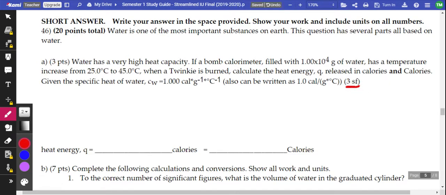Okay, so let's outline the data we need from this. We've got our grams of water, we've got our specific heat capacity right there, and we've got our temperature increase. We want to figure out the heat energy Q. So our equation looks something like this: Q equals M, for the mass of the substance, times C, for the specific heat capacity of the substance, times delta T, for the change in temperature.